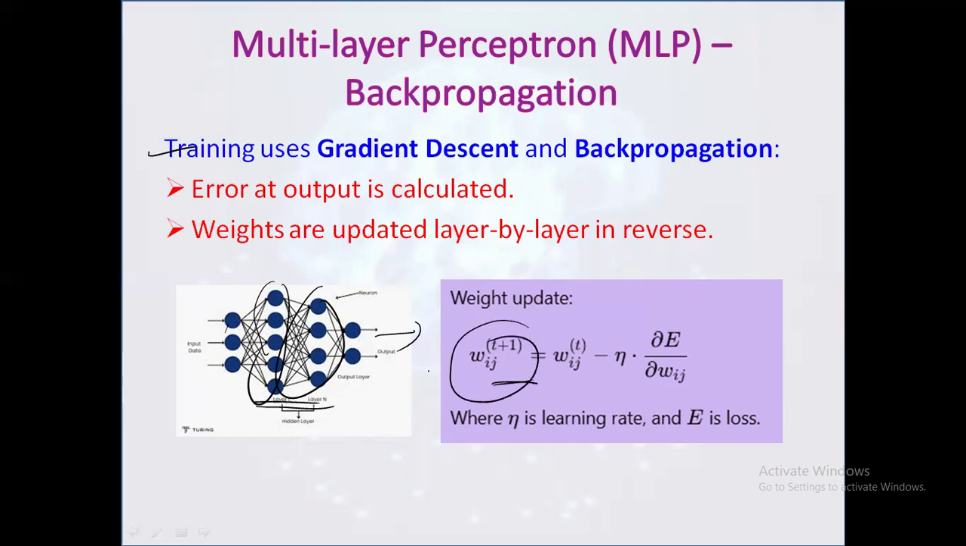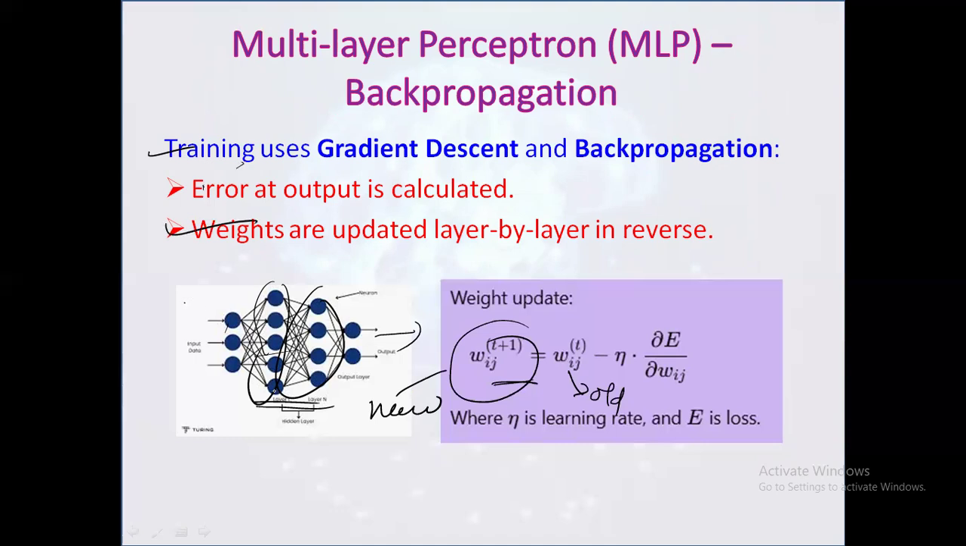Here w_ij at t plus 1 is the new weight, this is the old weight, and this is eta times dou E by dou w_ij. It enables the network to minimize the prediction error over time. Error at output is calculated. The training process begins by calculating the error between the actual target value and the network prediction. This error is used to evaluate how far off the prediction is and how the weights should change to improve accuracy.